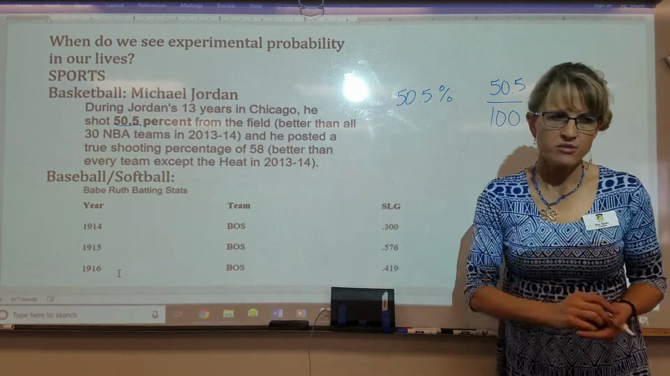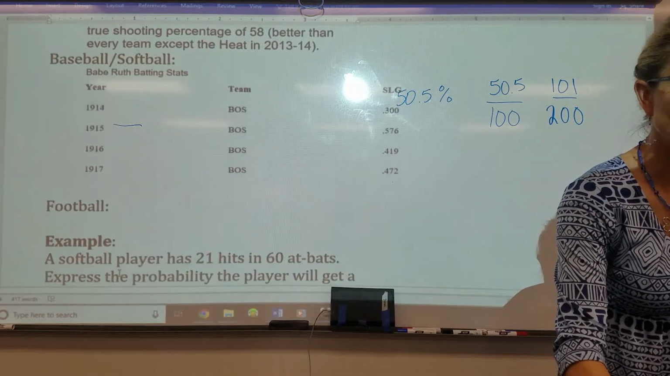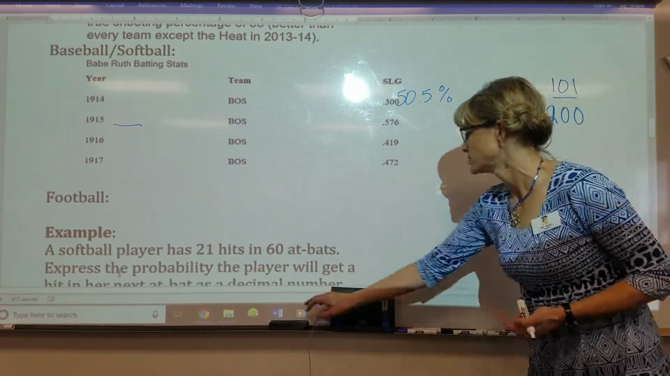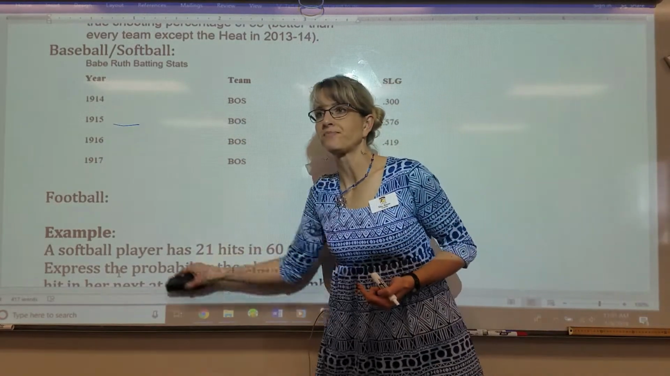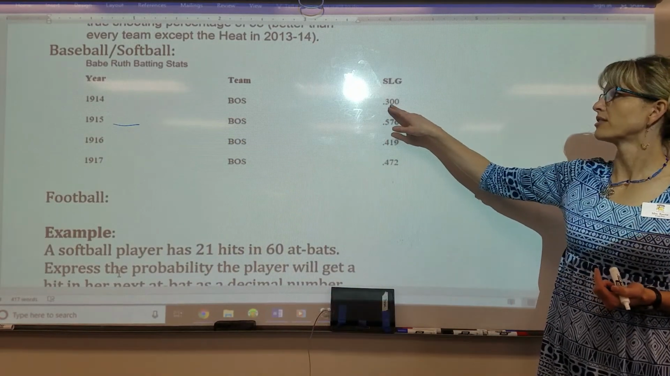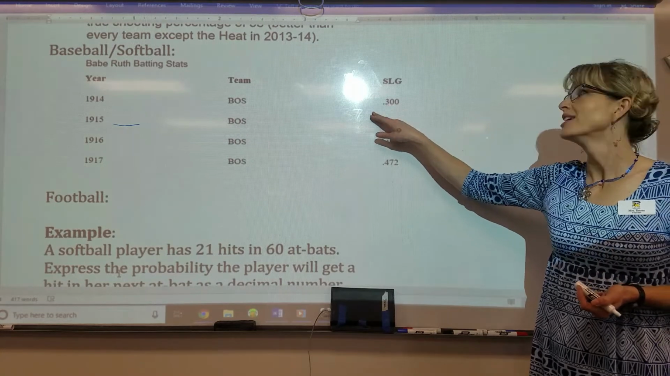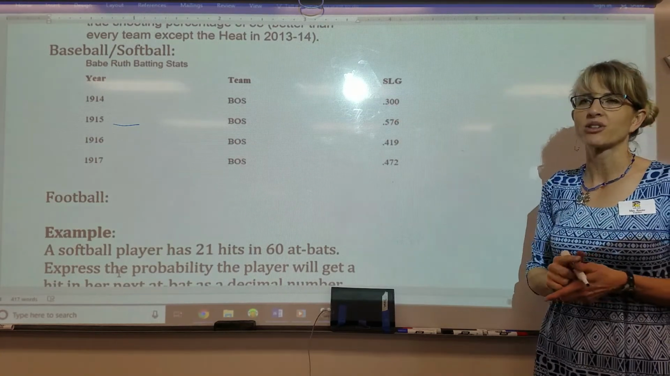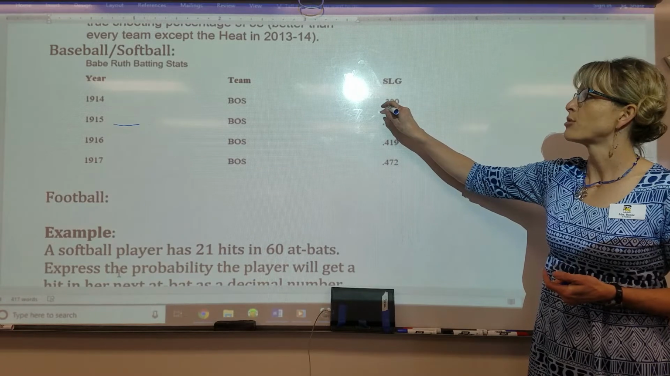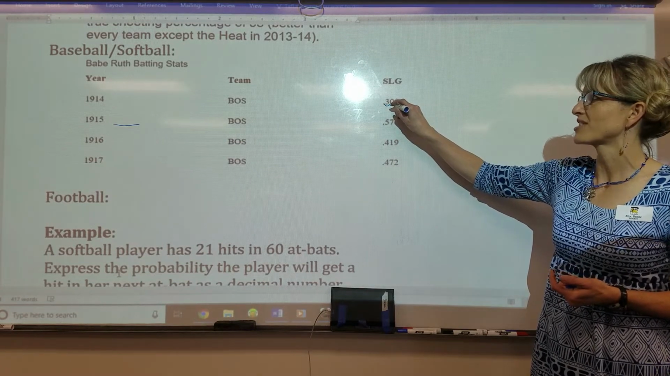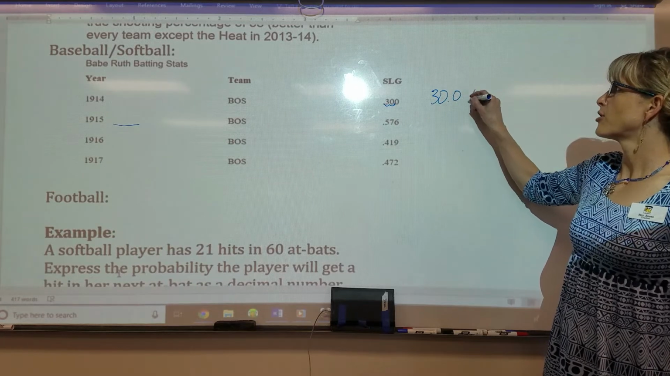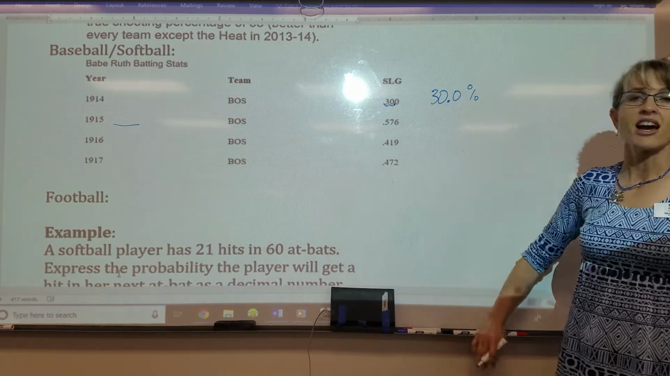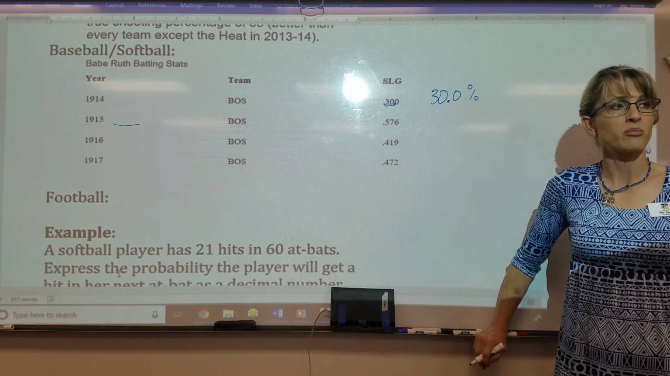What about Babe Ruth? He's one of the greatest baseball players of all time. It's kind of small, but in 1914, he swung a .300 batting average. What that means is, if you move the decimal over 2 places, I never did this when I was a kid because there's always 3 digits and I didn't know why, it's 30.0% of the time he got on base when he was up to bat.